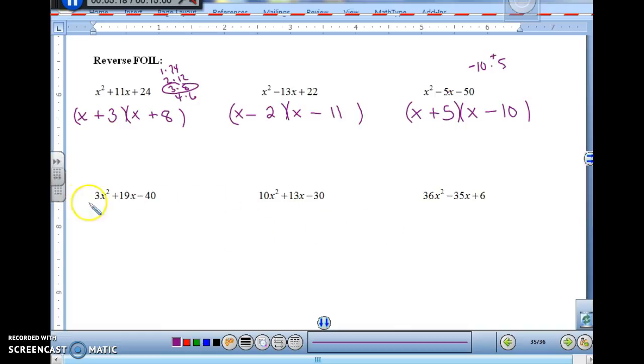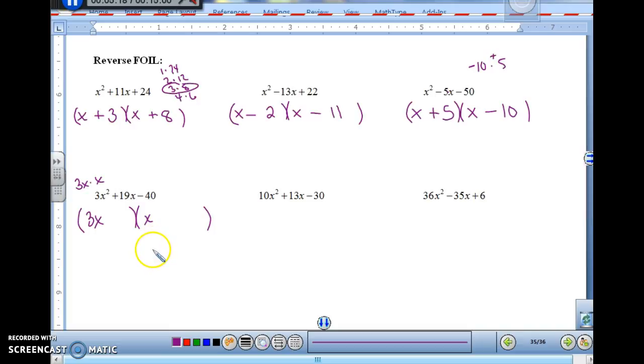All right, now what if your leading coefficient here is bigger than 1? Well, that doesn't matter, it's still factors. You have to fill in as much as you possibly can. How do you get 3x squared? Well, the only way to get 3x squared is 3x times x. So we know the first term would have to be 3x times x. All right, now sign-wise, this is negative 40, so it's going to be plus and minus.